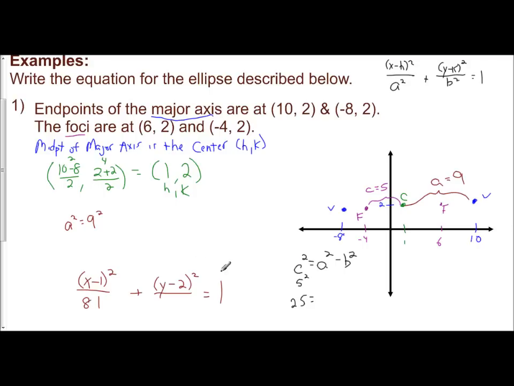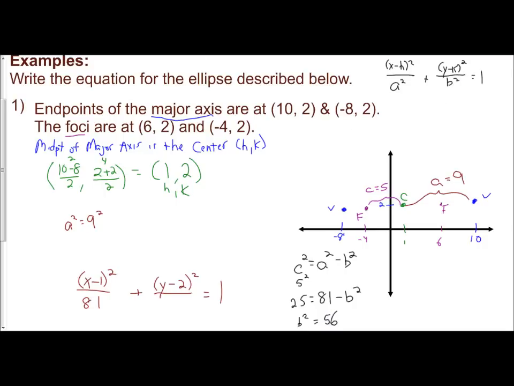I know A squared is 81, so 25 equals 81 minus B squared. I'm going to add the B squared to put it on the left side to make it positive, and I'm going to subtract the 25 from the 81, and that's going to give me 56. So B squared, which I want, is 56.